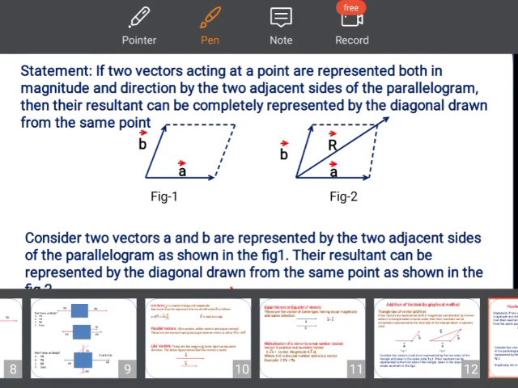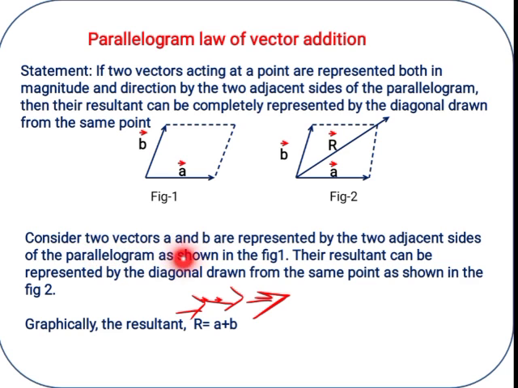Here the explanation is given. Consider two vectors A and B represented by the two adjacent sides of the parallelogram as shown in figure 1. Their resultant can be represented by the diagonal drawn from the same point as shown in figure 2. So graphically the resultant vector R is equal to vector A plus vector B.